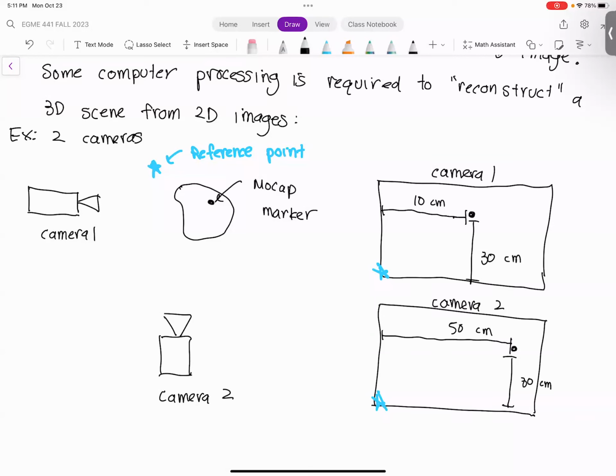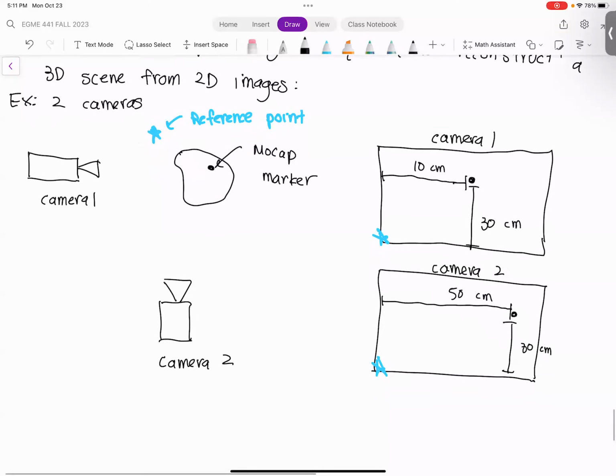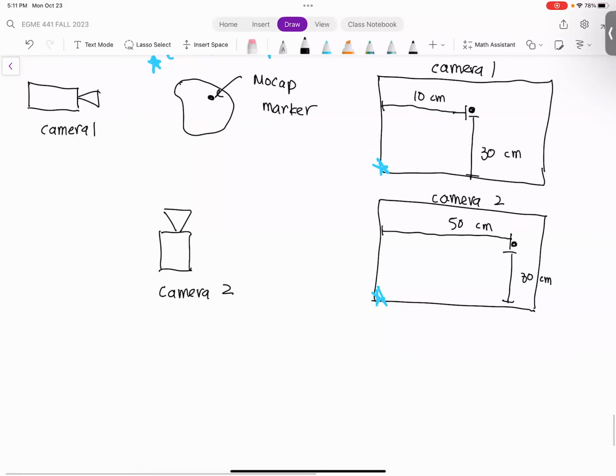And then in the second image, you can see here that the dot is kind of 50 centimeters to the left of the mocap reference point, sorry, and it's 30 centimeters off the ground as well. Okay, and so based on these measurements here, let's write out what the XYZ positions of this point are.